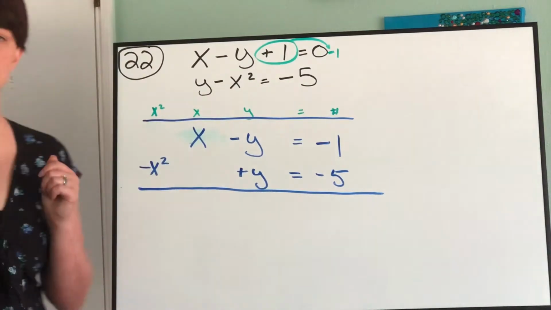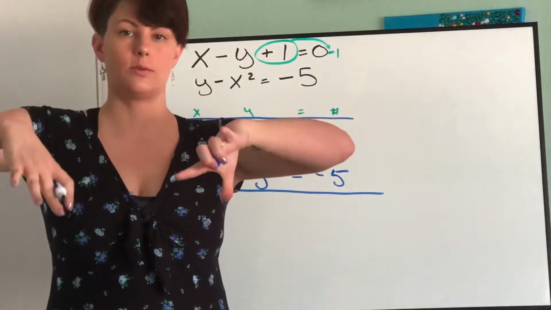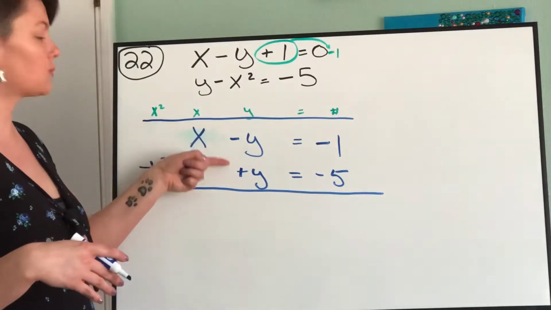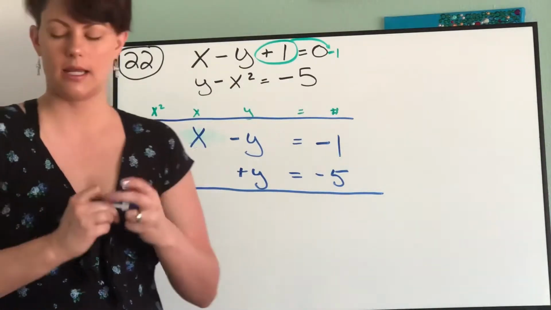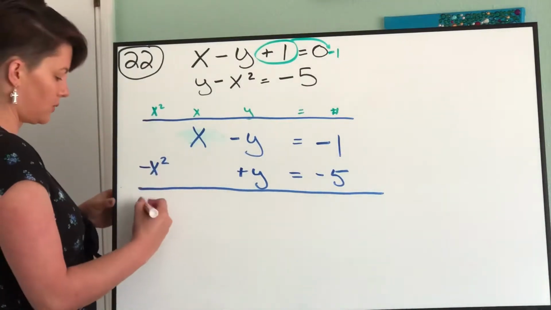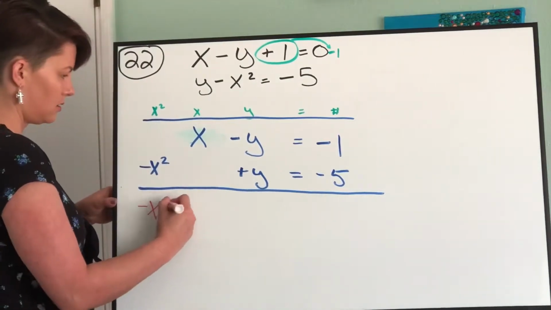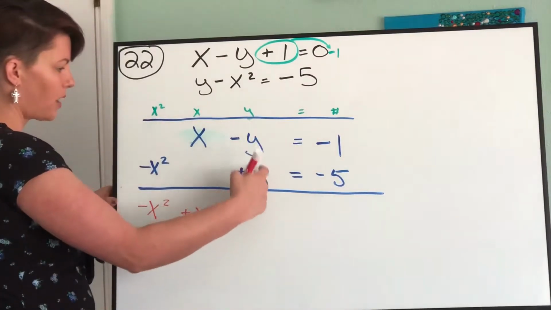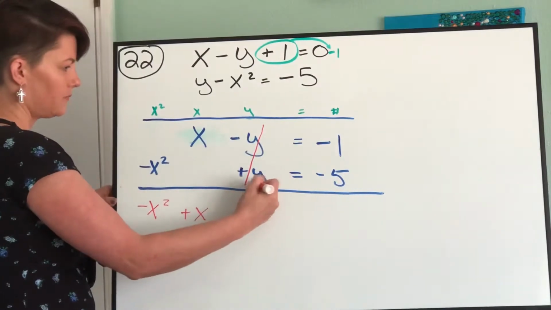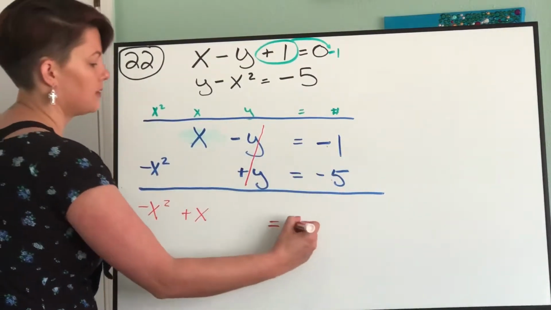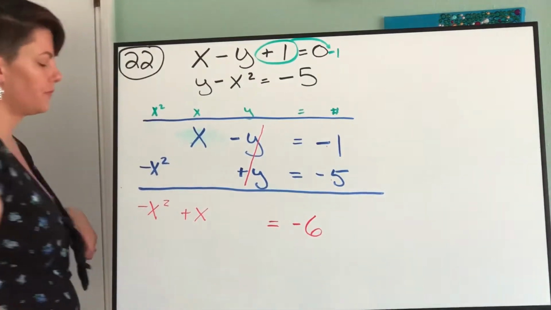With elimination, you total it up to get one of the variables to cancel. This one's already ready to go because we have the minus y and the plus y, which are going to eliminate. So now we just total it up. We get minus x squared plus x, minus y plus y eliminates, and equals negative 1 minus 5, which is negative 6.